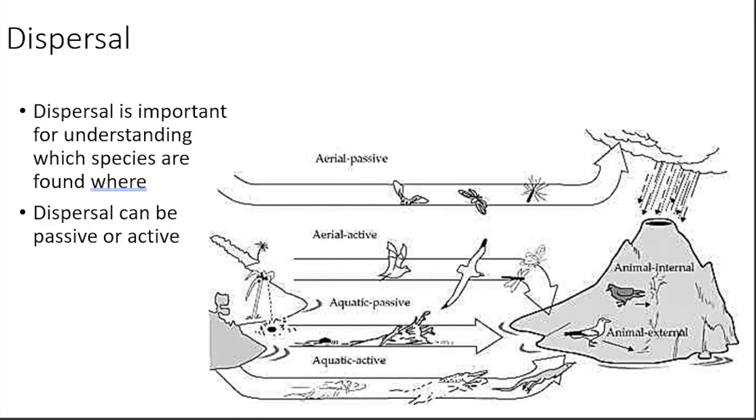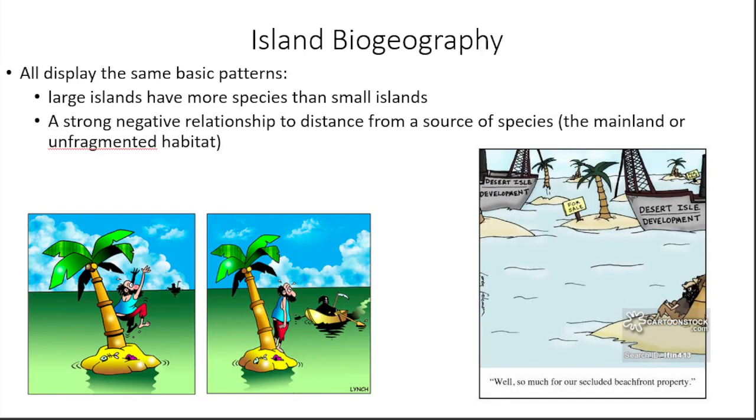The way animals get from one island to the other is through dispersal. It can be passive or active dispersal. So you have aerial active, aerial passive, then aquatic passive, or aquatic active. All display the same basic patterns.